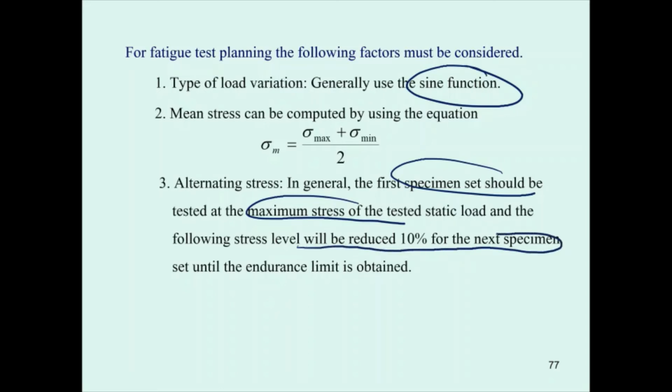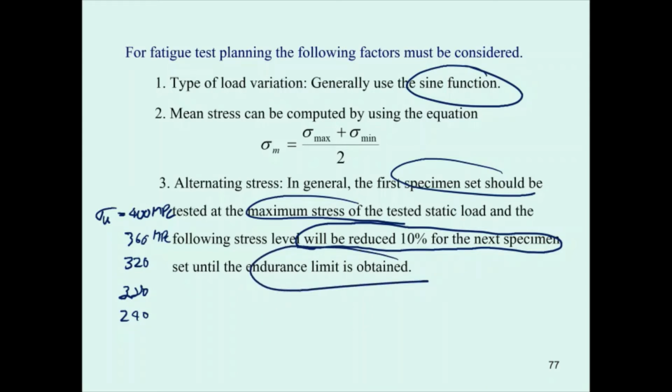10% for the next. Let's see, if you have a specimen with the stress of sigma sub u of 400 megapascal, we may start by 360. Okay, and then the next one starts at 320, and 280, and 240, something like this, by 10% until you get the endurance limit, which usually is about half of 100.